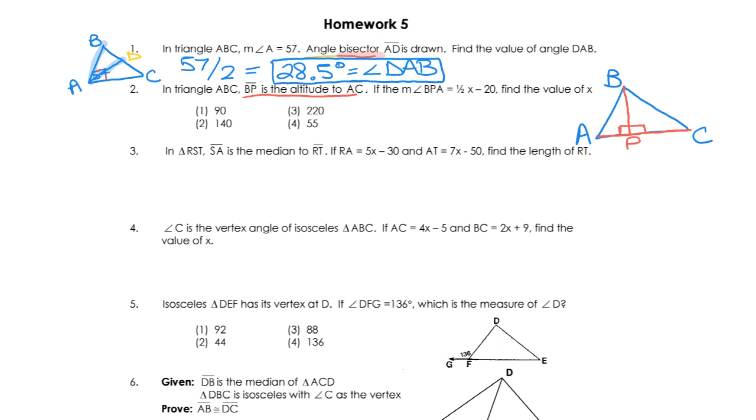And then they tell you about the measure of angle BPA. So if you look for angle BPA, B to P to A, we already know that that angle is 90 degrees, but now they're telling us that it's also equal to this. Okay, and so now we could go ahead and say that, well, 1/2 x minus 20 must equal 90 degrees. Okay, I'm going to go ahead and add 20.